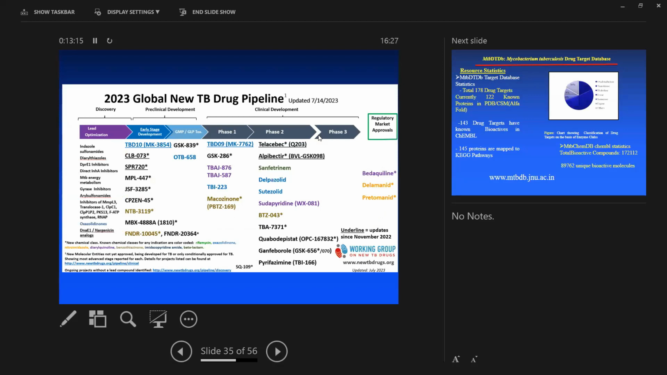If you go to the new TB drugs site, they give you the latest global TB drug pipeline, which are in the lead optimization stage, early stage development, phase 1 to phase 3. And these are the 3 molecules they developed and approved. They are doing different combination therapies nowadays, regimens, using these 3 molecules along with known molecules already. Around 15-20 regimens have been developed and are undergoing clinical trials.